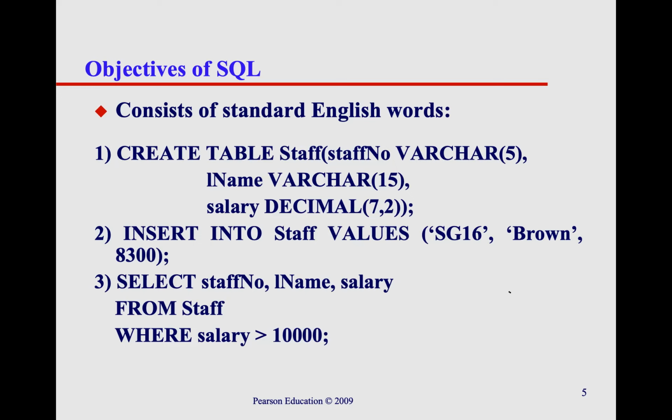So here's an example of a select command right here. We're selecting 3 columns from the staff relation of our property manager case study, and we want all staff whose salary is greater than 10,000. So, a very simple query.